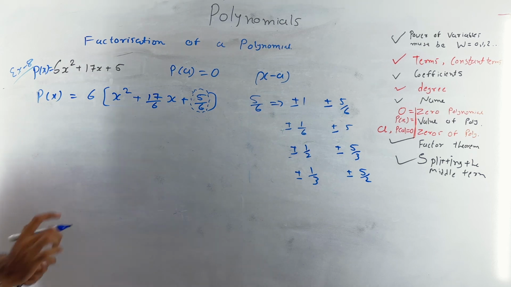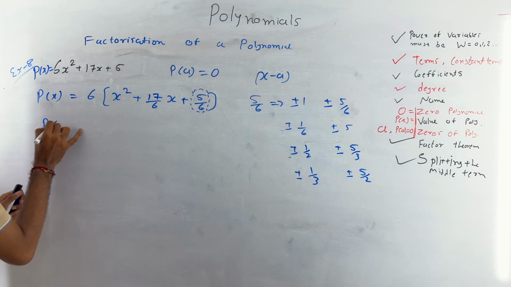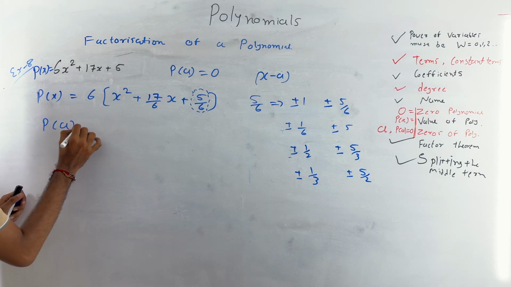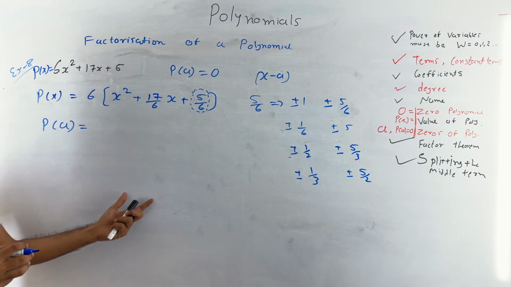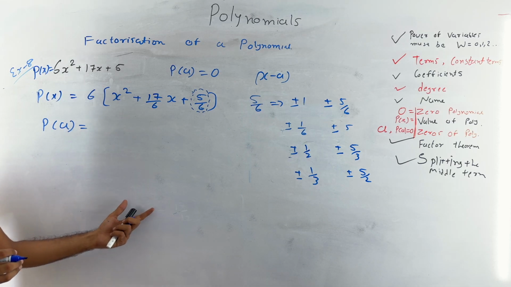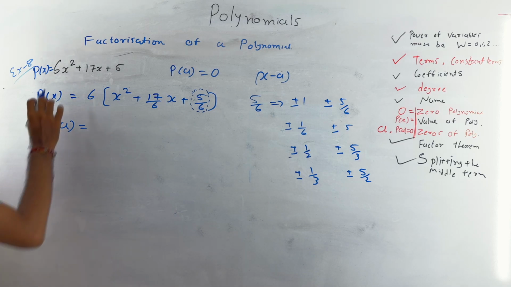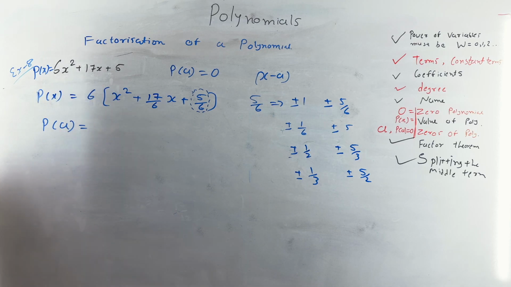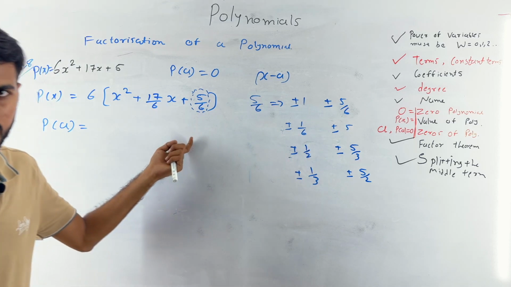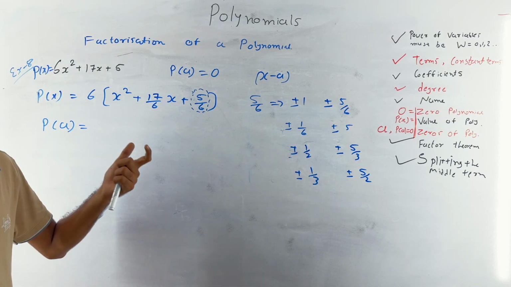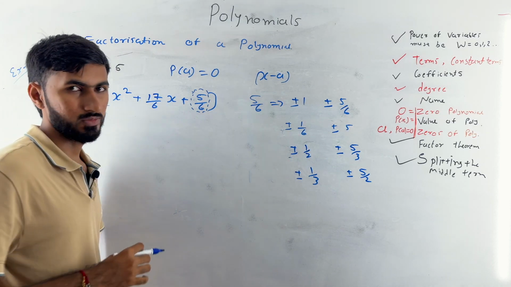Now if you see here, I have to find a such that p of a will be 0. So my goal is to find a such that p of a is equal to 0, right? Here I have all positive terms. So if I put any positive term in place of x, my answer will not be 0, right? So I have to use some negative terms.